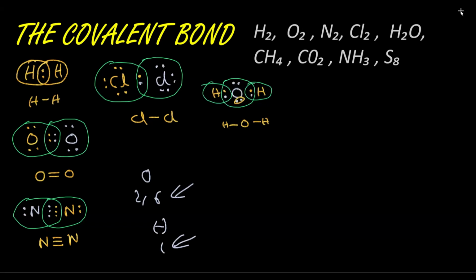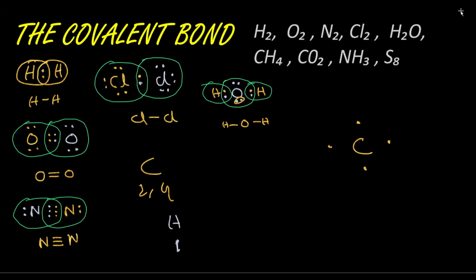Next is what? Methane. Methane is CH4. So let's first write carbon. Carbon, whose atomic number is 6, has electronic configuration 2, 4. It has 4 electrons in the outermost shell. So it will keep all 4 electrons, say, on 4 sides, and hydrogen with atomic number 1 has 1 electron only in the outermost shell.